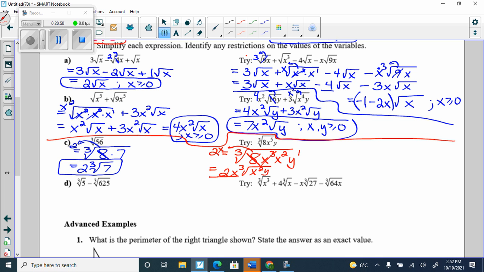And when it's a cube root, I don't need any restrictions, because I could take cube roots of negatives, and cube roots of positives. So when it's a cube root, you should actually throw a little party, because you don't have to put restrictions.